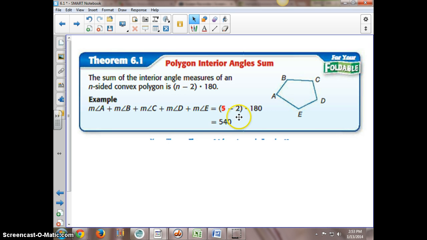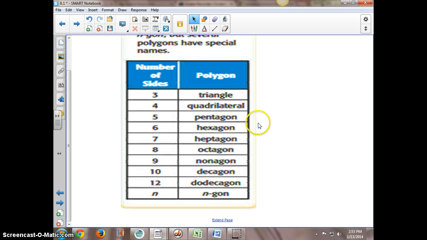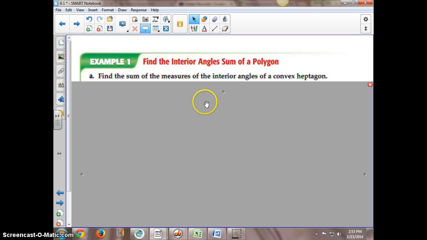So here's the formula. However many sides you have, or however many angles you have, subtract 2, and then multiply that number by 180. If you need a reminder for how we name shapes, here is a reminder. You could name many other shapes, so feel free to look up those names using Google. Let's look at our first example.